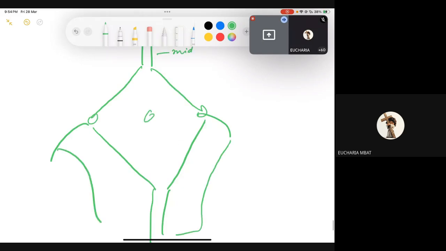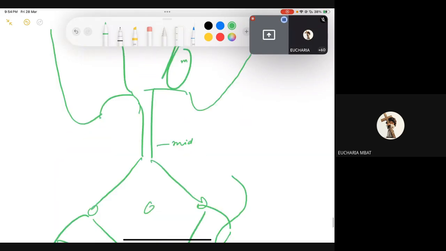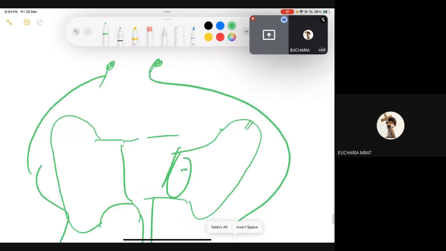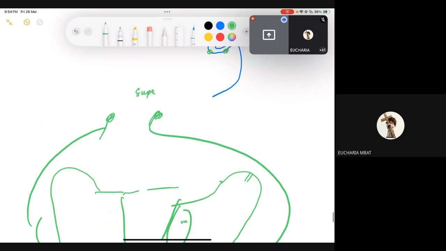All of this CSF is going to move around your central nervous system. And in the end, through arachnoid granulation, it's going to drain all of the CSF into your superior sagittal sinus, and then from the superior sagittal sinus into the transverse sinus, sigmoid sinus, and internal jugular vein. So that is the entire pathway of CSF, right? Okay, so this was all about CSF.